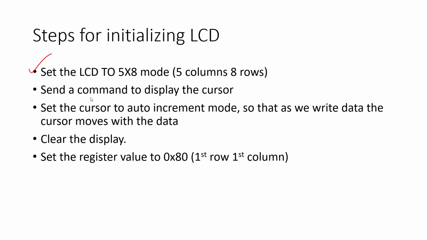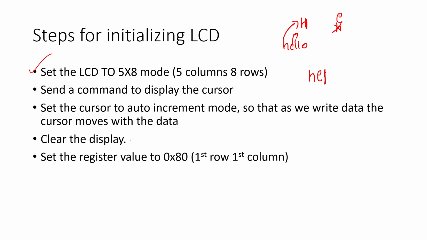What do you mean by auto increment mode? Whenever you are sending data, for example, if I want to print hello, whenever I send the first character H, the cursor will be pointing here. Now, if I am not auto incrementing the cursor, when I send the value E, that H will be overwritten with E. This is not what is intended. So whenever I write H and whenever I'm sending E, I'm expecting the cursor will go here and write E here. So this is what I'm expecting. So we have to set the cursor to auto increment mode.